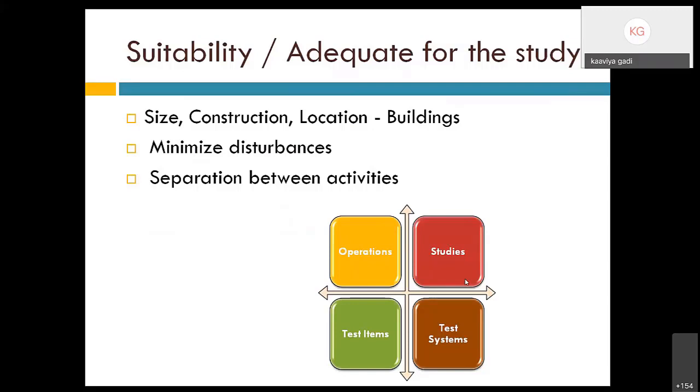So as we say, the test facility should be of suitable size. The construction and location shall meet the requirements of the study and shall minimize the disturbance that would interfere with the validity of the study. The design of the test facility should provide an adequate degree of separation for the different activities to assure the proper conduct of the study. The way to protect the studies from contamination, disturbance or interference is to ensure separation between studies, test systems, operations of the facility and test items. If you consider keeping these four units separate, probably you will be able to avoid unnecessary interference for the studies.